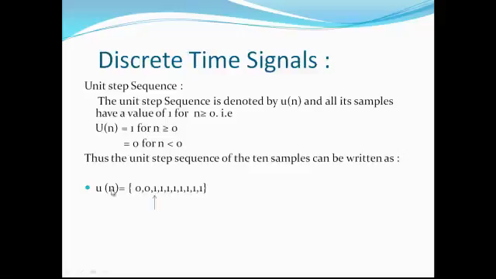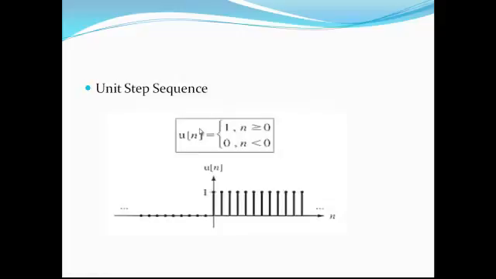Clear? Now suppose you have 10 samples. The unit step sequence of 10 samples is written like this. See, for example, this is the sample at n equal to -2. This is the sample at n equal to -1. This is the sample at this arrow point, n equal to 0. After that, n equal to 1, and so on and so forth. So this is a unit step sequence. This is the diagrammatic representation of it. Okay. Now let's move forward.